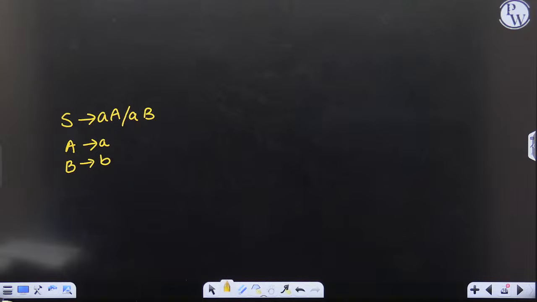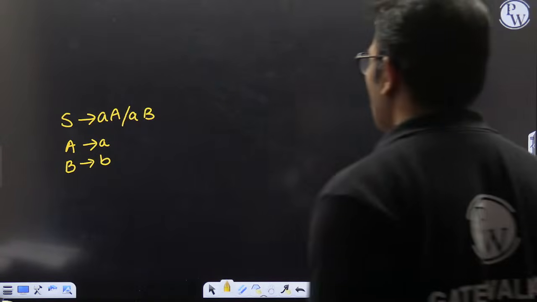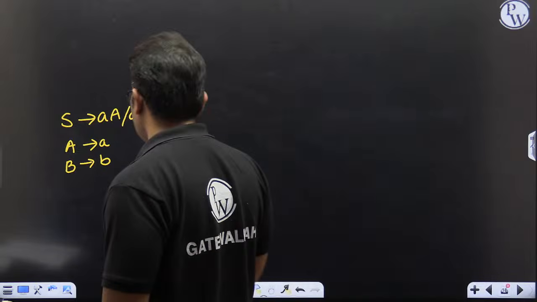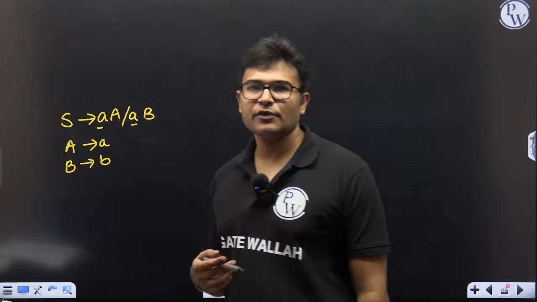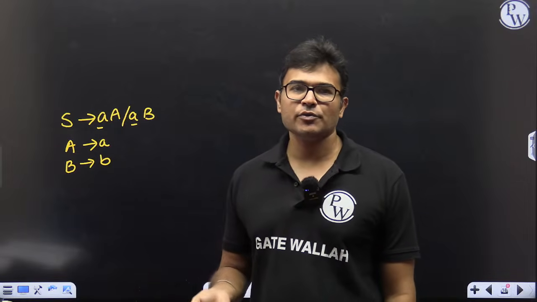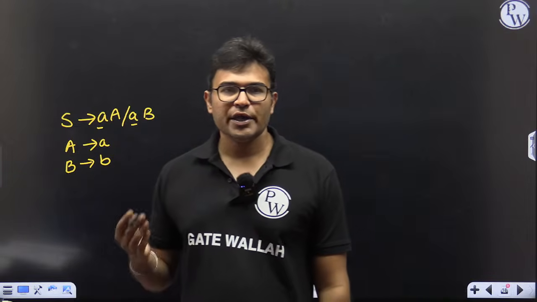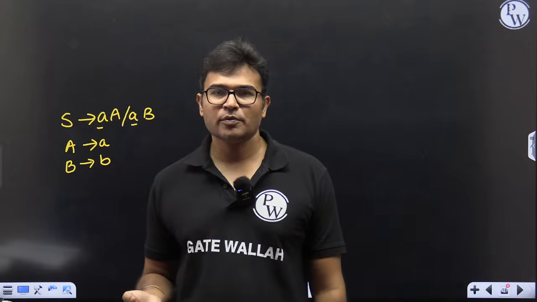Very good. This is unambiguous. Even though it has common prefixes, which is a non-deterministic grammar, it is unambiguous. So we cannot really say that every non-deterministic grammar is ambiguous, right? So every left recursive grammar need not be ambiguous.